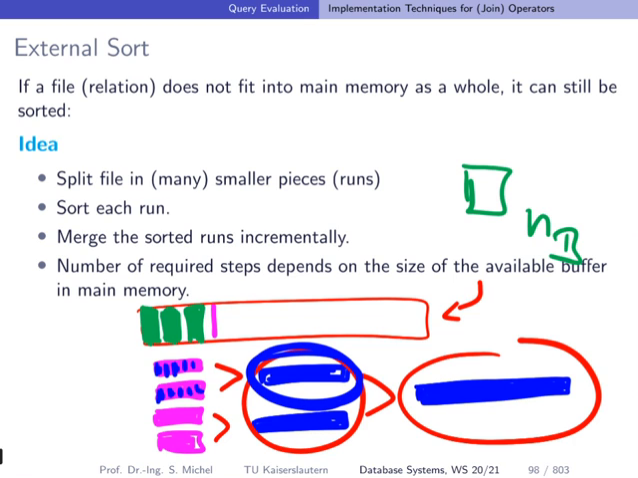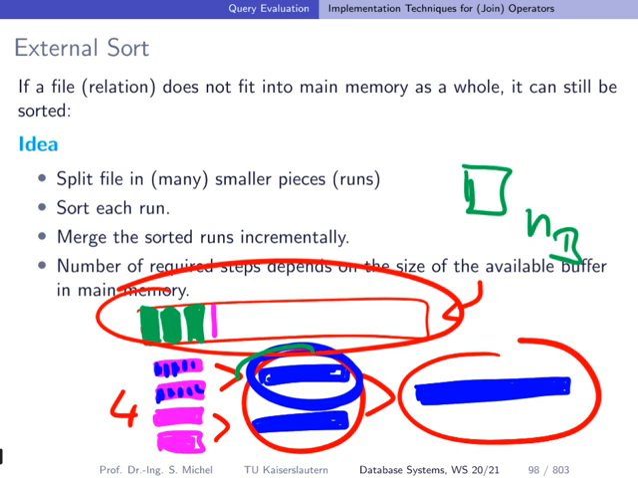Now in this small example, we have 4 runs after the first creation of runs, where we take the initial file and step by step create these runs. So we have 4 of them. Here we take 2 runs and merge them into a larger run, and here as well. So now we have 2 runs and finally 1 run.